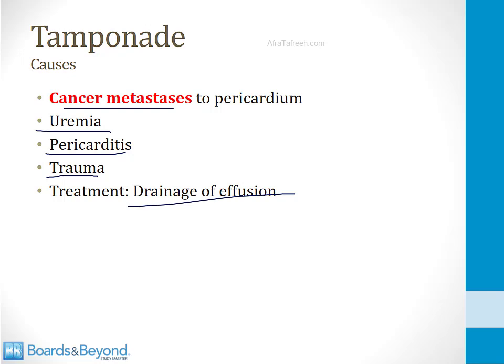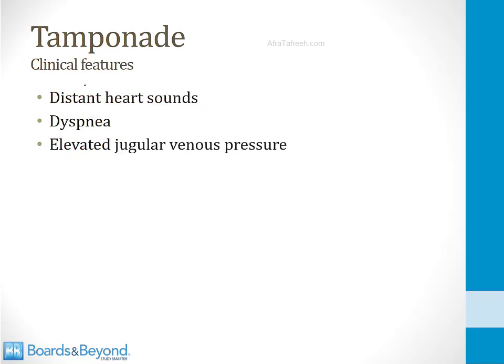Shown on this slide are the major clinical features of tamponade. Heart sounds are distant when you auscultate with the stethoscope. That's because the fluid collection around the heart obstructs the transmission of sound waves to your stethoscope. Dyspnea is the hallmark of tamponade. These patients are always short of breath. And finally, the jugular venous pressure is typically elevated. That's because the right ventricle cannot fill, and therefore the right atrial pressure goes up. And anytime the right atrial pressure is high, you will see elevated jugular venous pressure when you examine the neck veins.